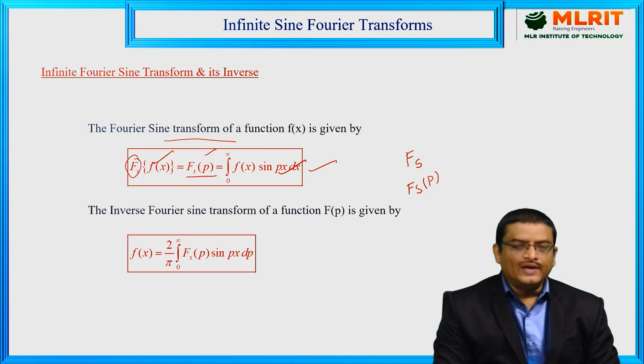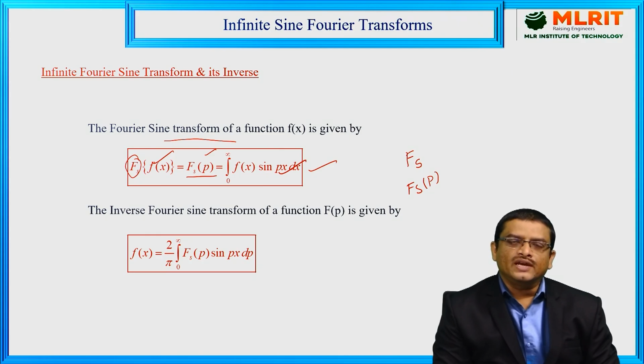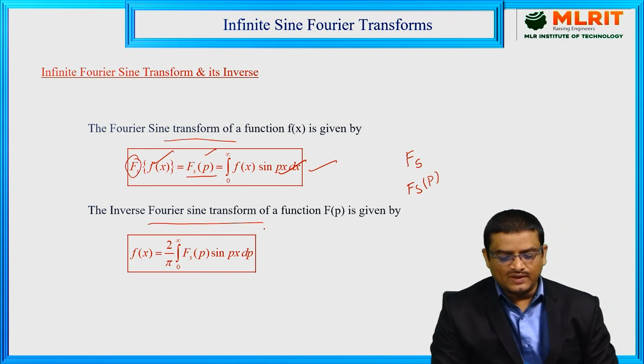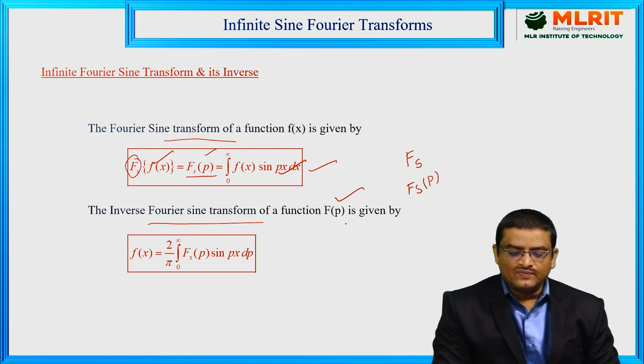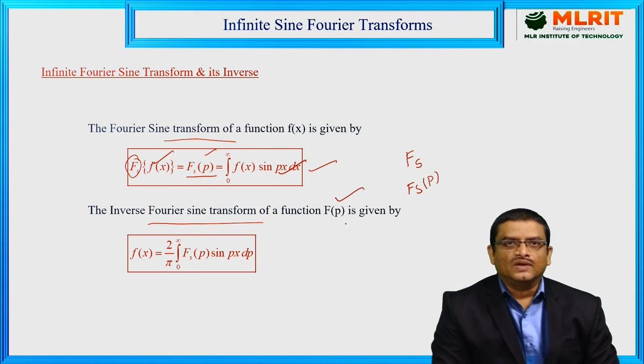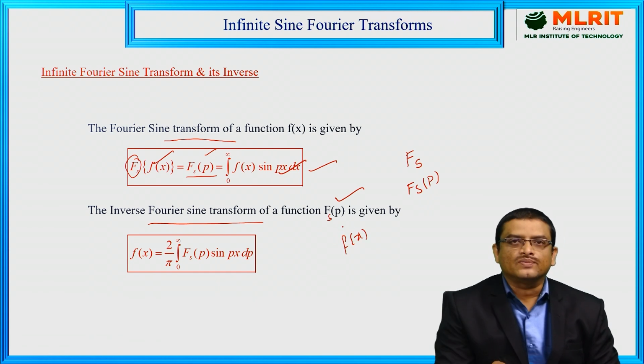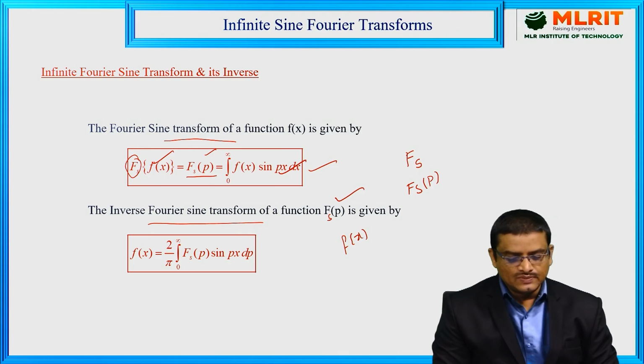And whenever we want to prove any deductions or conditions by using this infinite Fourier sine transform, we will use the inverse Fourier sine transform of the function. So whenever the value f suffix s of p is given and we are asked to find the function related to this f suffix s of p, then we can use the concept of the inverse Fourier sine transform of the function.